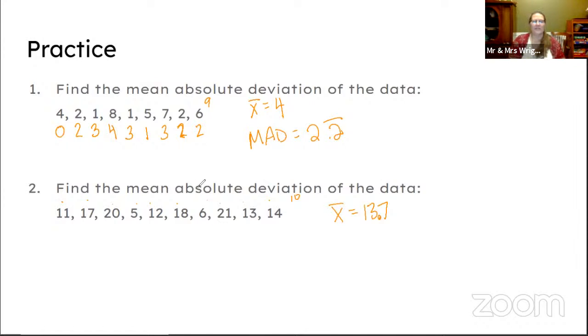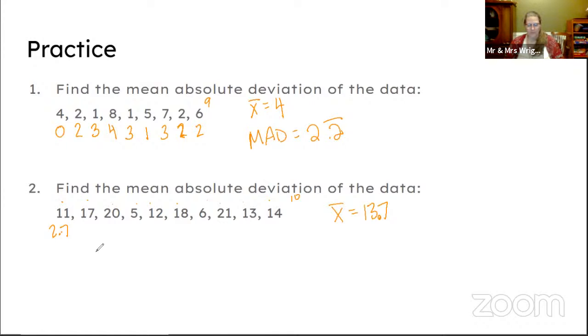All right, so now we need to subtract our data from the information we have there. So 13.7 minus 11 equals 2.7. If you notice, with number 1, I took the data and I subtracted the mean, and then I put the absolute value underneath. With this one, I'm taking the mean and subtracting the data and putting the absolute value underneath. It does not matter which one goes first when you're subtracting if you take absolute value. Okay, so you can do whichever order you want.